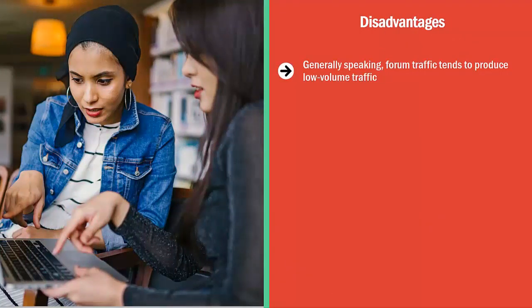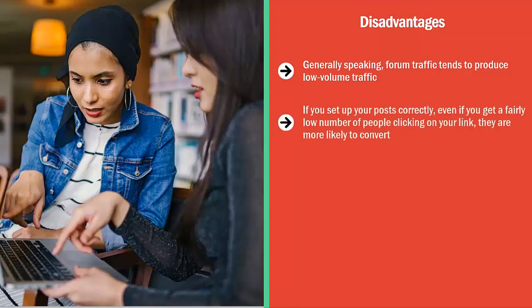Disadvantages. Generally speaking, forum traffic tends to produce low volume traffic. At best, you can get a moderate level of traffic from these platforms. The good news is that this is offset by the fact that you're getting higher quality traffic. These are people who are actually interested in your niche.